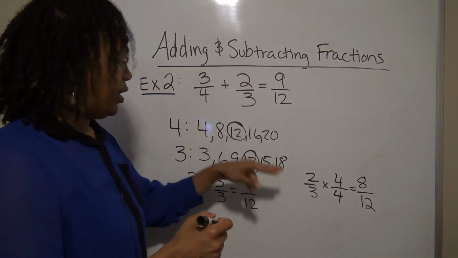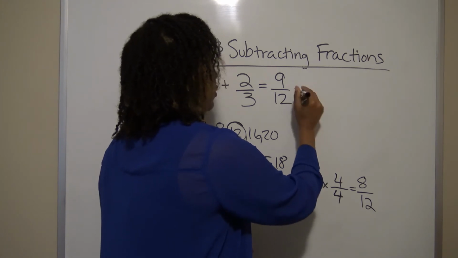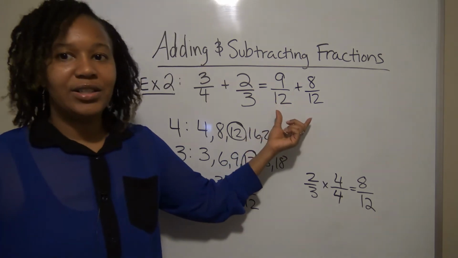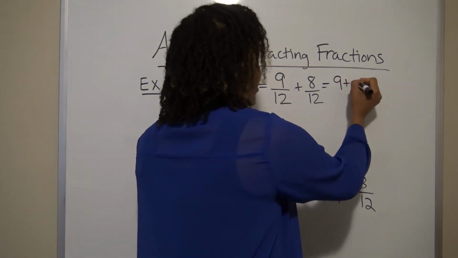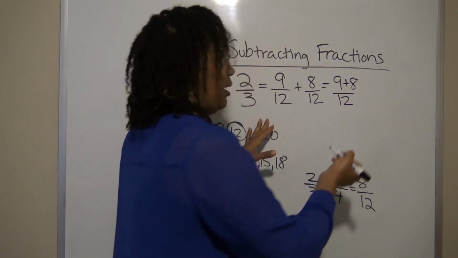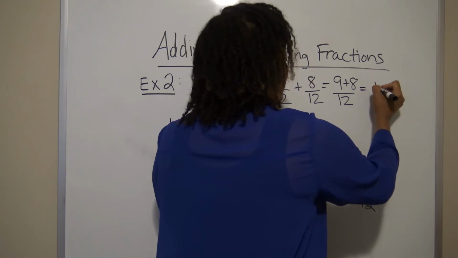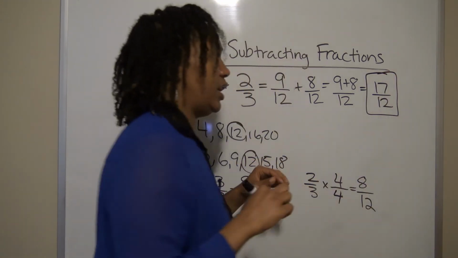So 2 over 3 is equivalent to 8 over 12. So I'm going to replace 2/3 with 8/12. Now my denominators are the same, so I can combine the numerators by adding them together and keep that same denominator. 9 plus 8 is 17, so this ends up being 17 over 12, which is an improper fraction.